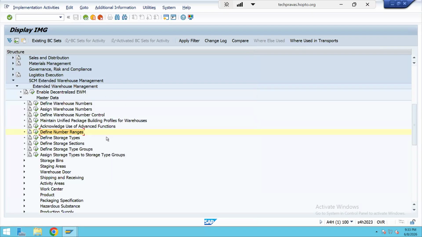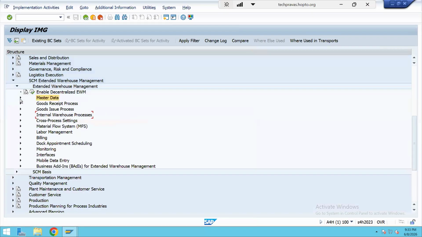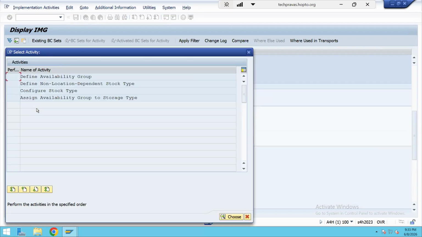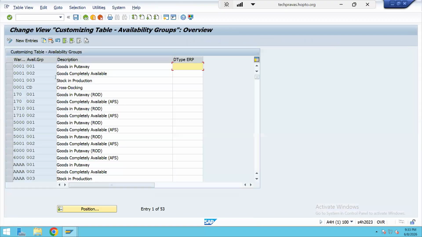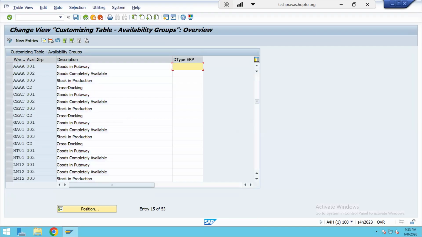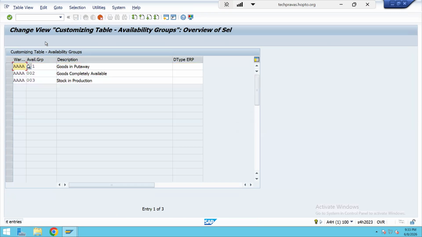Now what we need to do, we need to go to the availability group configuration. Configure availability group. Go here, define availability group. So we'll work with 3 availability groups. We took the reference of A point and take these 3. Okay, copy this.